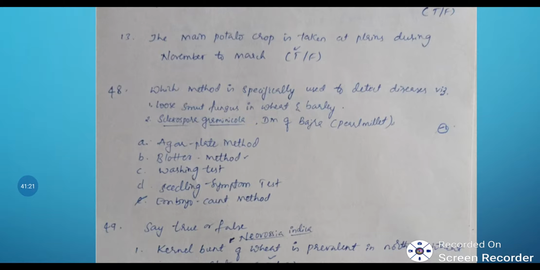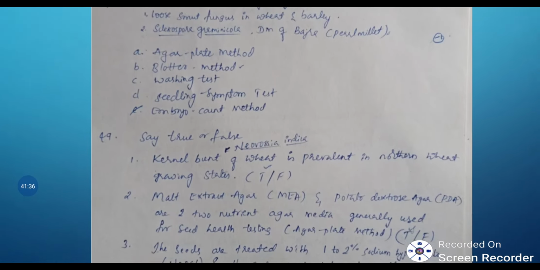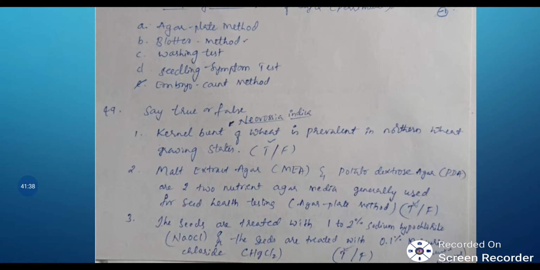एक क्वेश्चन क्या बताता है? विच मेथड इज स्पेसिफिकली यूज्ड टू डिटेक्ट डिसीजेस लाइक लूज स्मट फंगस इन व्हीट एंड बार्ली एंड स्क्लेरोस्पोरा जर्मिनेशन, दैट इज डाउनी मिल्ड्यू ऑफ बाजरा. तो इनके लिए सॉल्यूशन क्या है? एम्ब्रियो काउंट मेथड. नेक्स्ट क्वेश्चन में भी ट्रू एंड फॉल्स बताना है.